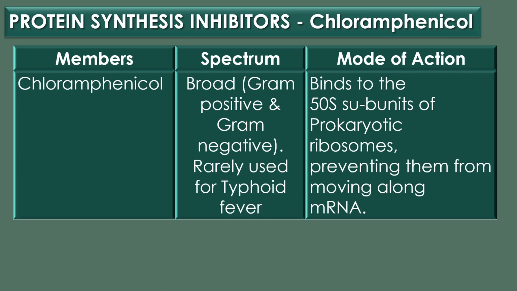The fourth antibiotic of the protein synthesis inhibitor category is chloramphenicol. Chloramphenicol exhibits a broad spectrum of activity against gram-positive and gram-negative bacteria, but it is rarely used for the treatment of typhoid fever. Regarding the mode of action, chloramphenicol binds to the 50S subunit of prokaryotic ribosomes, preventing them from moving along mRNA, and blocks the protein synthesis process.